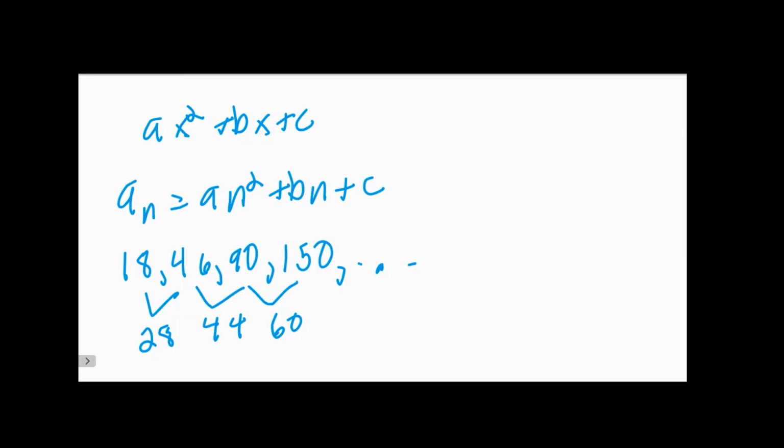For instance, from 28 to 44, that's a difference of 16. From 44 to 60, that's a difference of 16. So to calculate the next term, I would add 16 to 60, which is 76, and add 76 to 150, which gives 226. For the next term, I would add 16 to 76, which is 92, and then add 92 to 226. That's what makes it quadratic. The difference of the terms is not common, but the difference of the difference is common, if that makes sense.